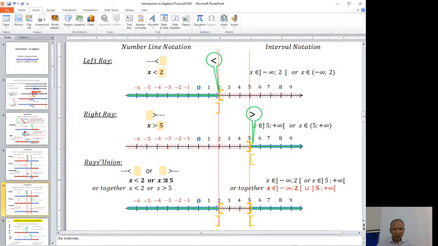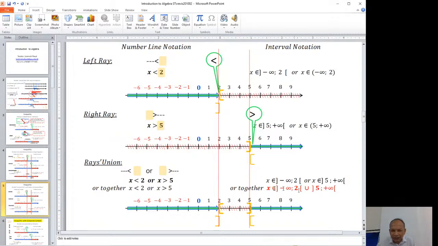So we write x smaller than 2 or x bigger than 5. We cannot use any single symbol here. We can only do this and write like this. This we cannot put together. We just write simply like that.